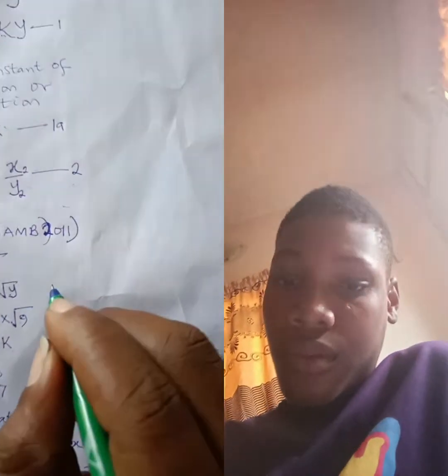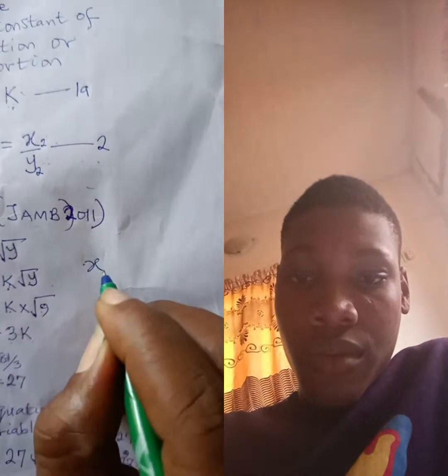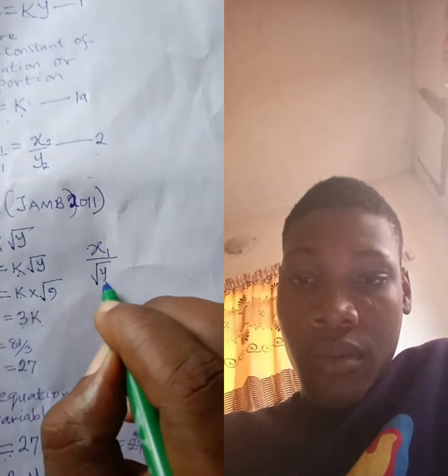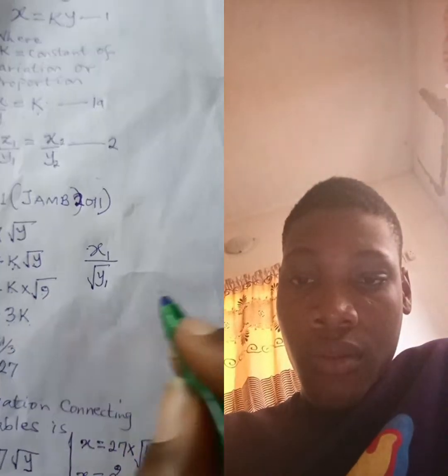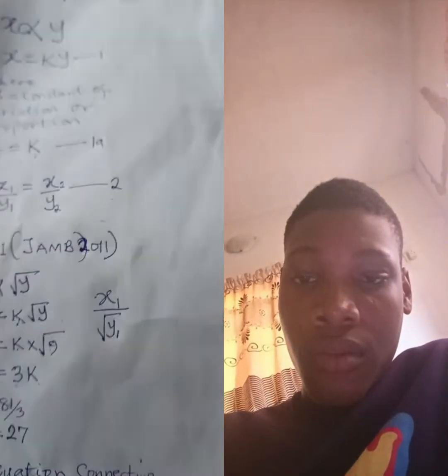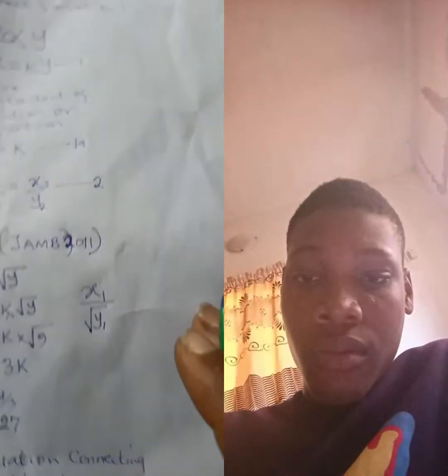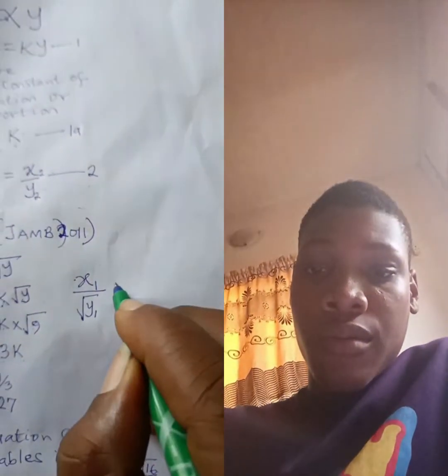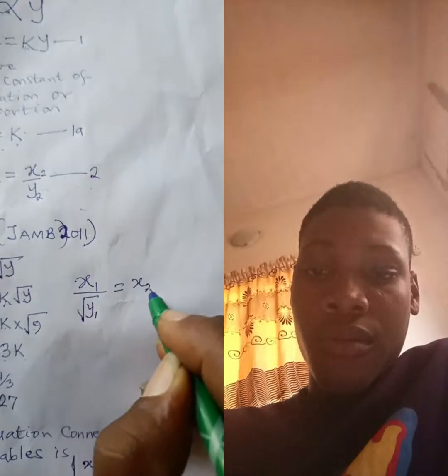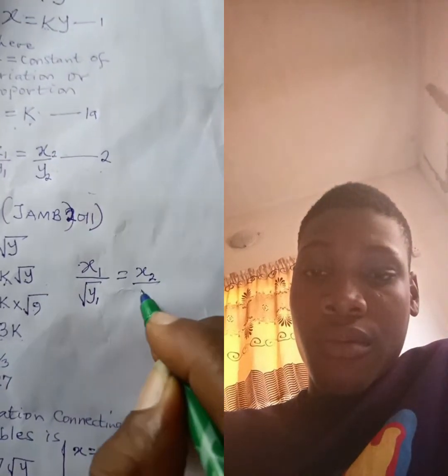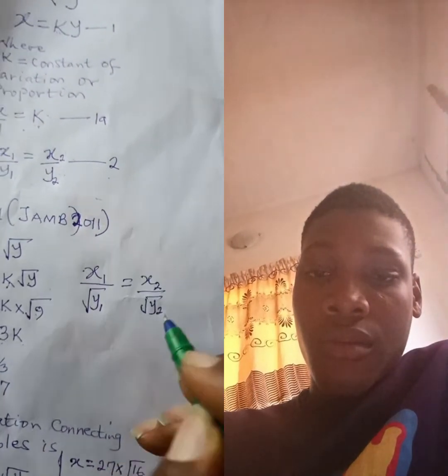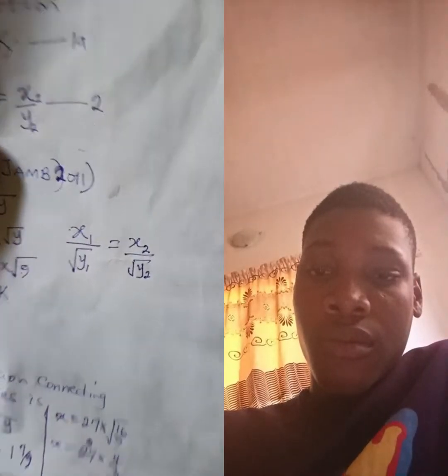So if I want to use this equation to solve this particular question, this is the form it will take. Let me show you. It will be x1 over square root of y1. Remember that y was said to have square roots in the question. Is that not so? Yeah. Equal to the second value of x, which we are looking for, all over square root of y2.